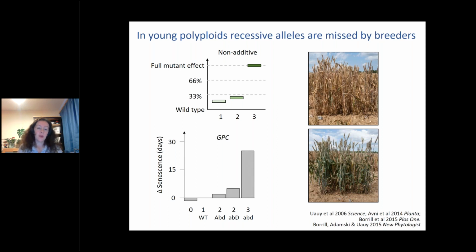So this really illustrates the power. Looking at just mutating one copy, we saw only about a 1.5 day delay in senescence, which, as an aside, also makes it very difficult to do genetic mapping because the phenotypic differences are so subtle, especially in a phenotype which can be strongly affected by environment. But by understanding the gene underpinning the GPC QTL, this NAC transcription factor, we could then go ahead and knock out all three homologs. And you can see that this has a much stronger phenotypic effect and unlocks new variation that it wasn't possible to see by looking at, for example, different varieties of wheat.